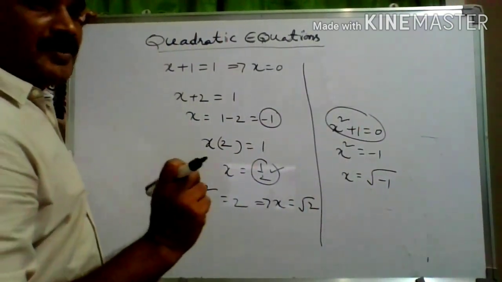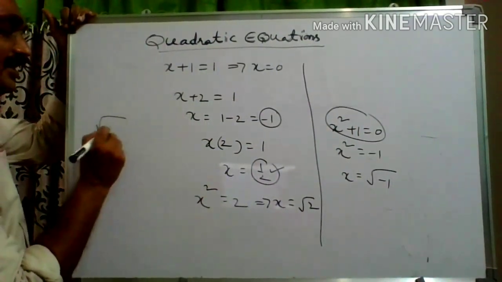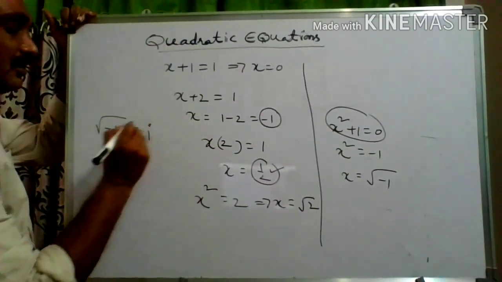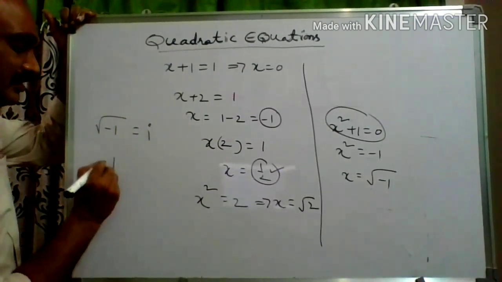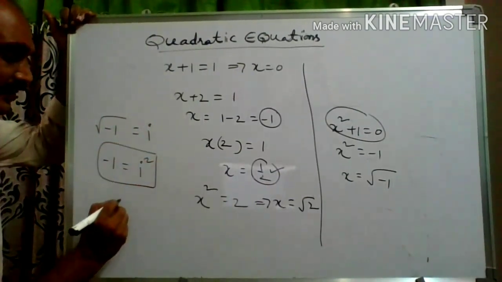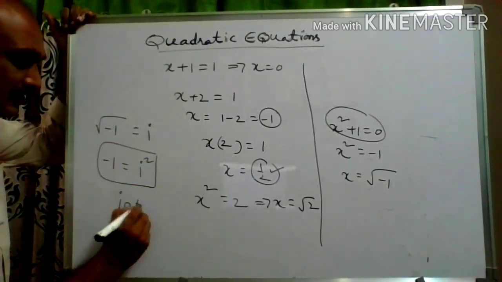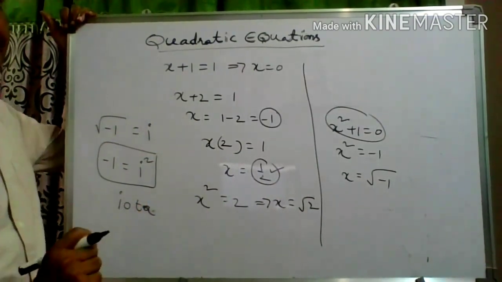So the mathematician Euler introduced that the square root of minus 1 is equal to i. Squaring on both sides, minus 1 is equal to i square. So i square is equal to minus 1, where i is iota or imaginary number.